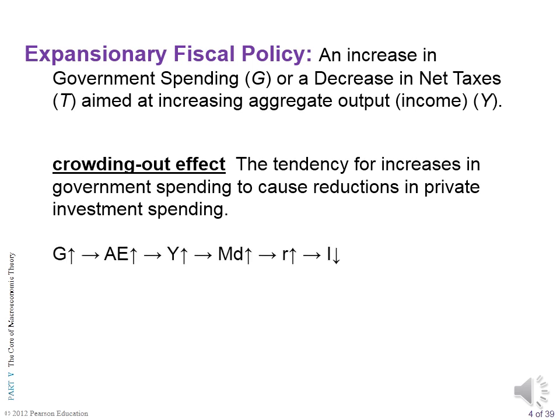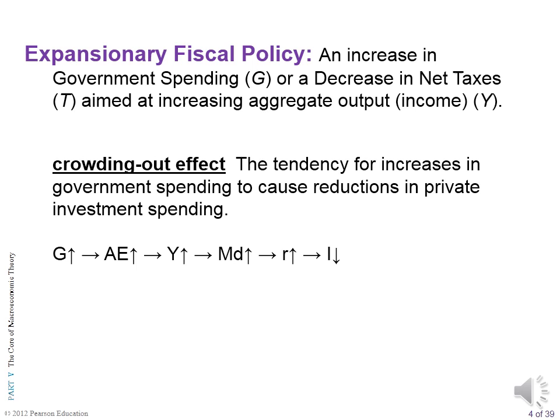Are you with me? So an increase in government spending will increase aggregate expenditure. This will increase income. But we know from last lecture that an increase in income will increase demand for money. This will increase the interest rate, which will decrease investment. So an increase in government spending causes a decrease in private investment. Okay, so how much does private investment decrease because of an increase in government spending? This is the crowding out effect. So how much government spending will crowd out private investment, leading to a decrease in private investment.